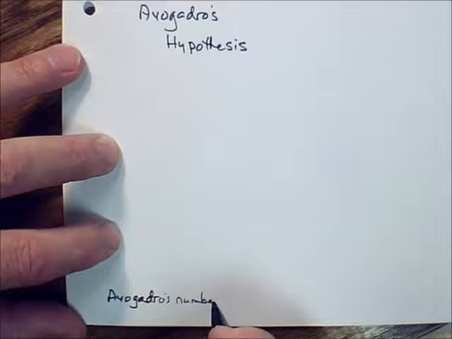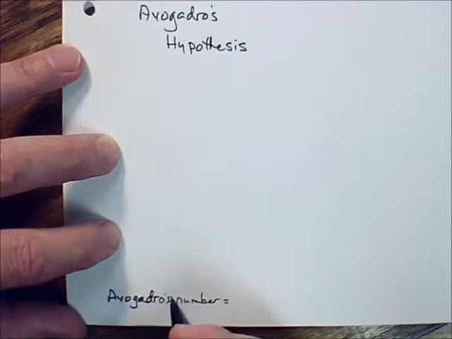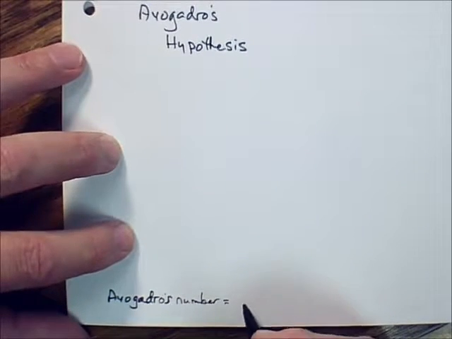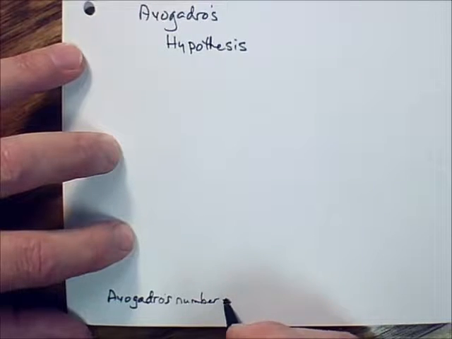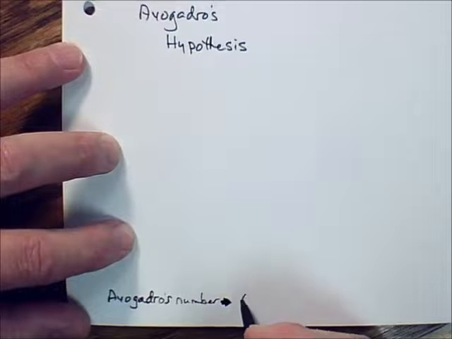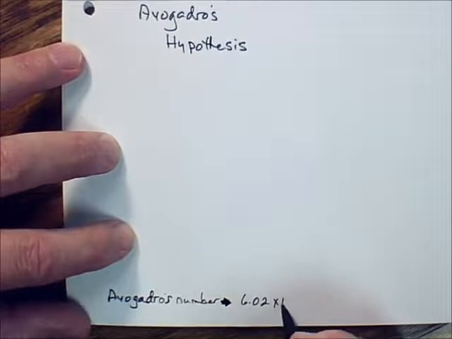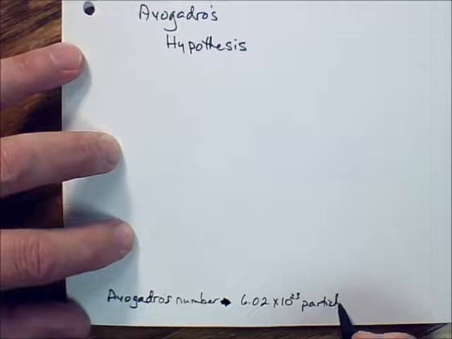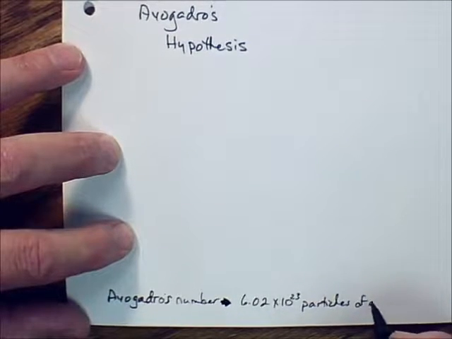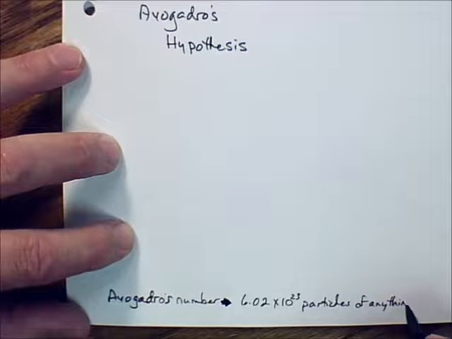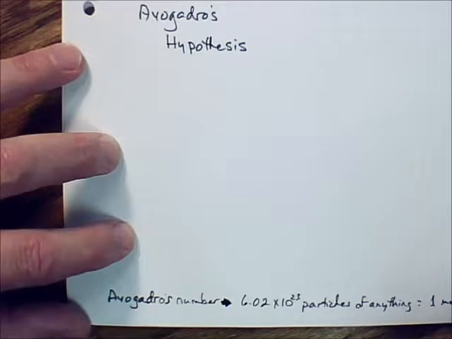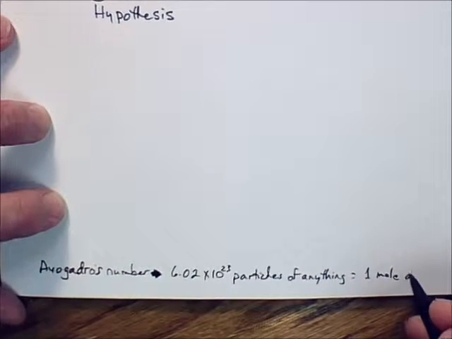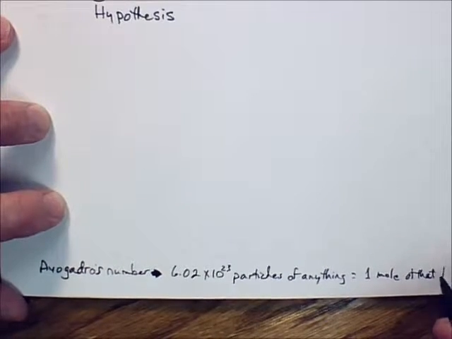Raise it up so you can see it. This is just a reminder. This came from the last unit. We're now in Unit 7. This is from Unit 6. Avogadro's number says that 6.02 times 10 to the 23rd particles of anything equals 1 mole of that thing.